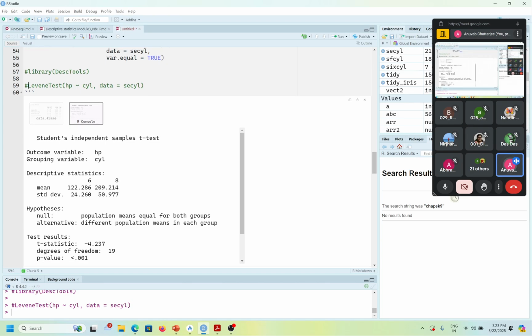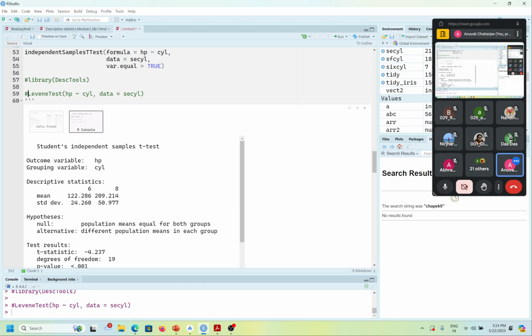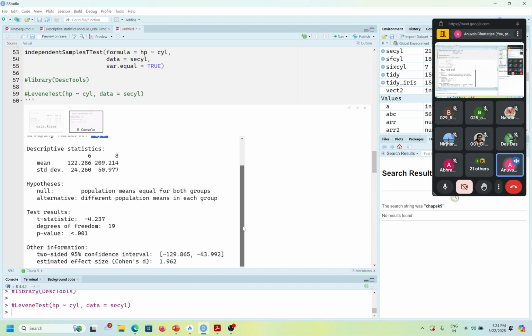So here we have the student sample t-test. The outcome variable is HP, the grouping variable is cylinder. So this is what you're comparing between. So here they have given a description of it. So 6 cylinder have a mean horsepower of 122, 8 cylinders have essentially double at 210.